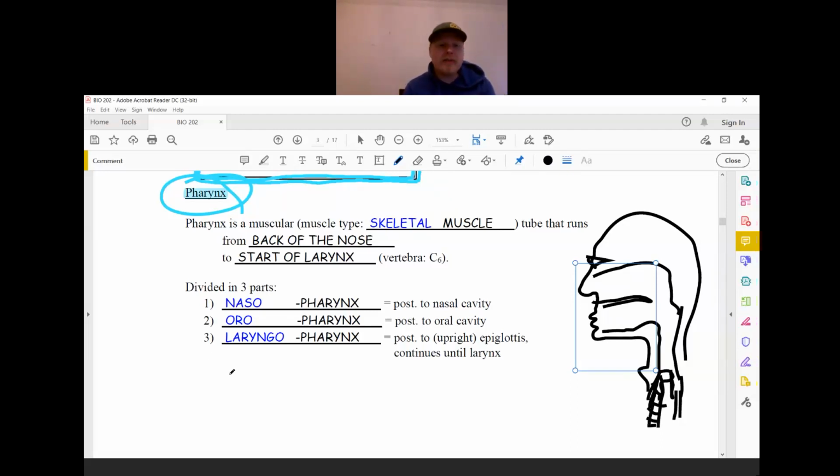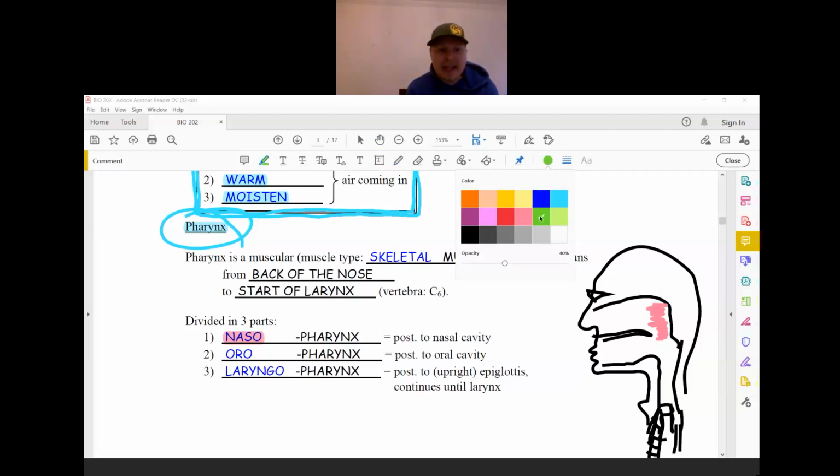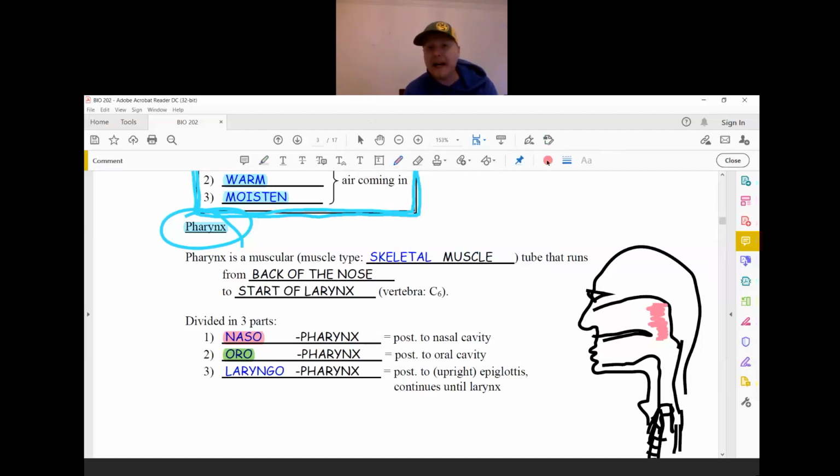So let's look at the three different parts of the pharynx. What do we need to know about that? Let's start with the nasopharynx. As the name tells, the nasopharynx is the portion of the pharynx that's located immediately behind the nasal cavity. So that's our nasopharynx. The next part is going to be our oropharynx. And again, not surprisingly, that's the portion that's located behind the oral cavity, behind the mouth. So let's add that to our diagram.